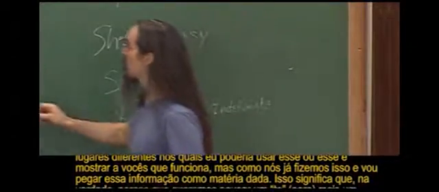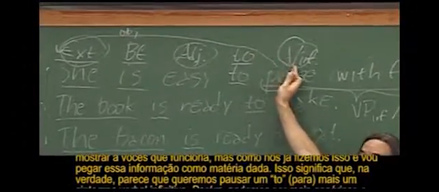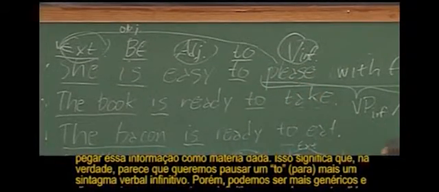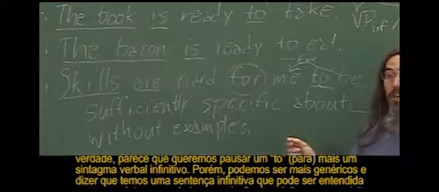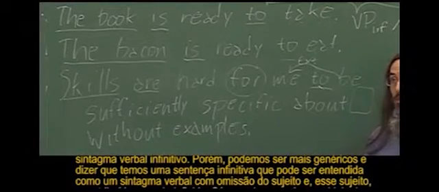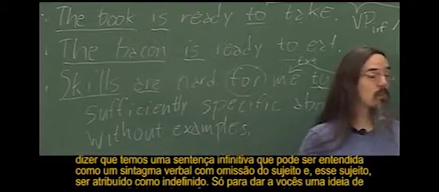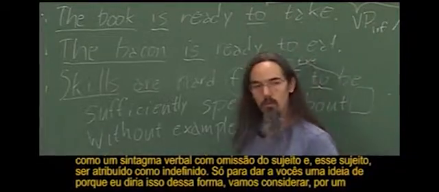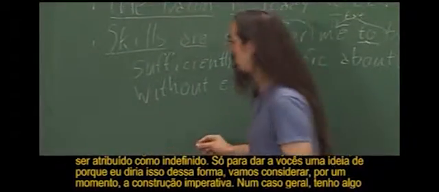So what that means is actually that it looked like we wanted to posit a to plus infinitival verb phrase, but actually we can be more general and say that we have an infinitival sentence which can be realized as a verb phrase with omission of the subject and that subject assigned as an indefinite. Just to give you some idea of why I would say it that way, let's consider for a moment the imperative construction, right?